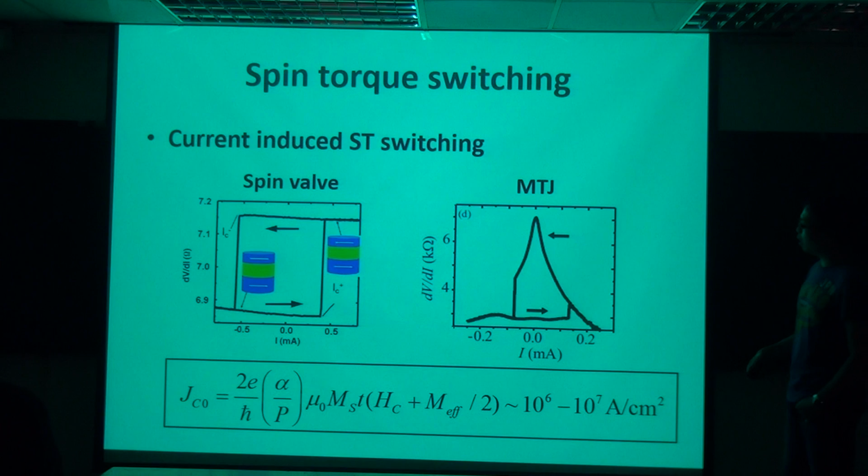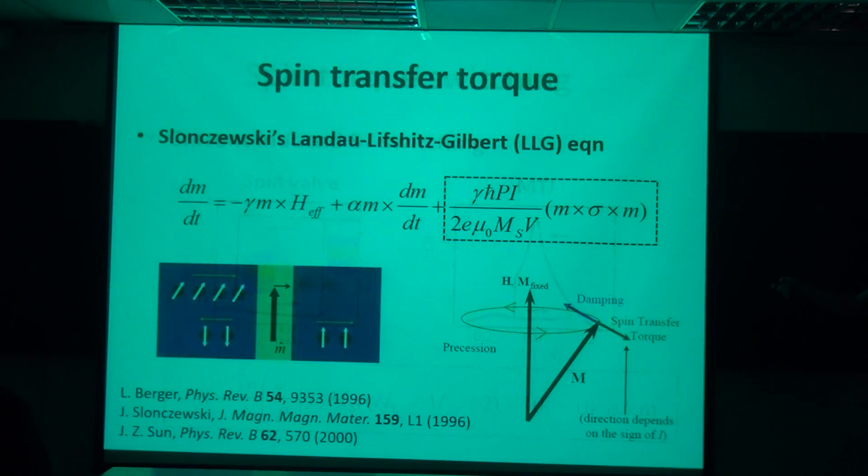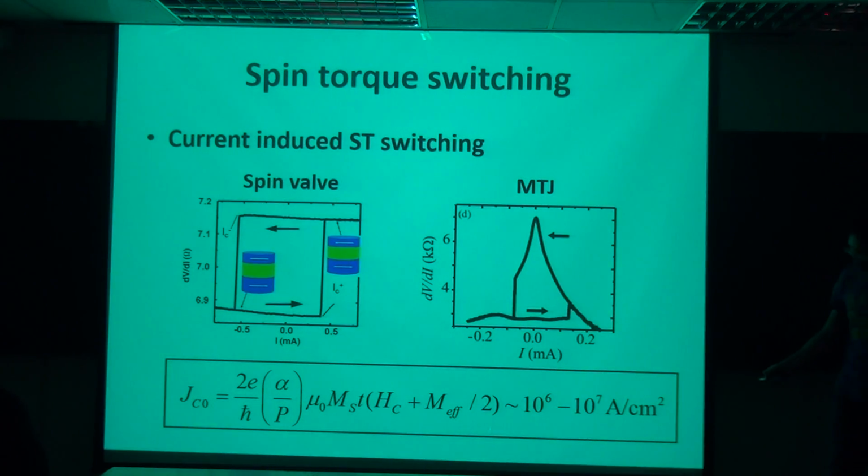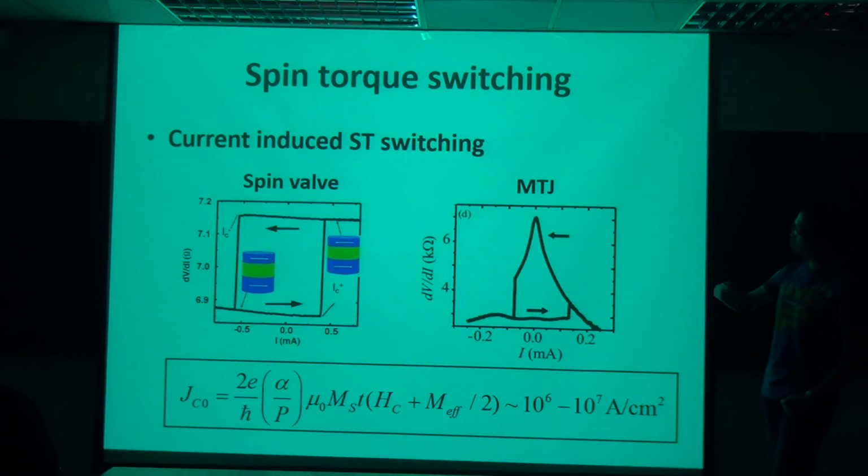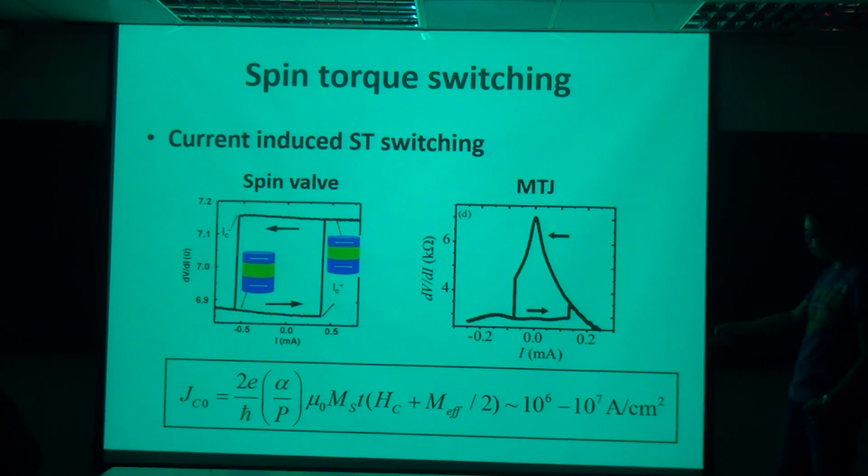And in order to estimate how large the critical switching current density is, you can use the LLGS equation to derive this formula. You can see the critical switching current density is proportional to the damping constant, because that's the potential well, the force that you have to overcome. And it's also inversely proportional to the spin polarization value. So imagine that if you have a ferromagnetic material with spin polarization close to 100%, then theoretically you should get a much lower critical switching current density.